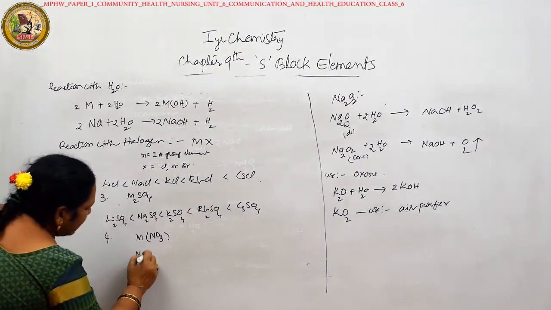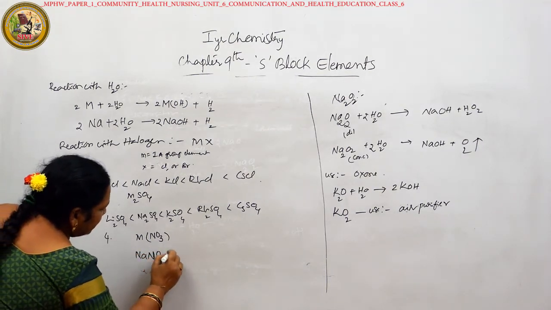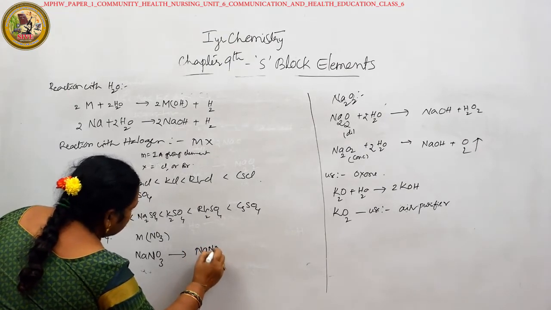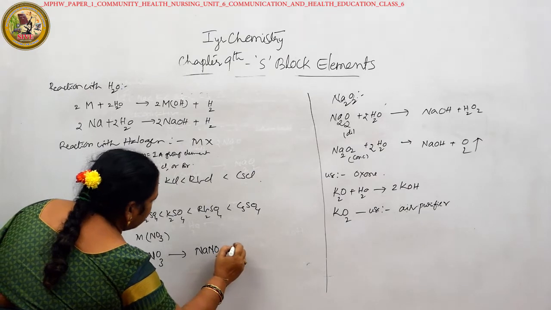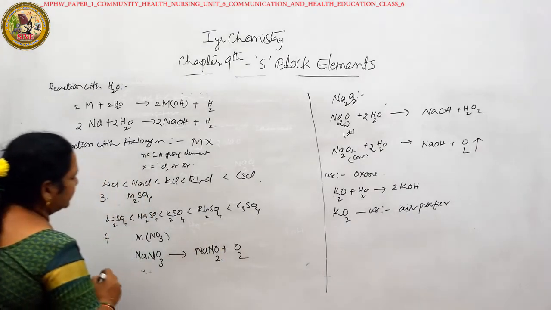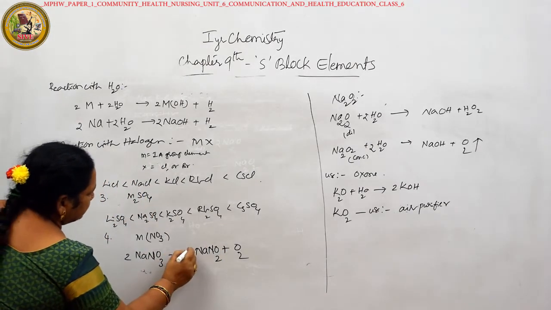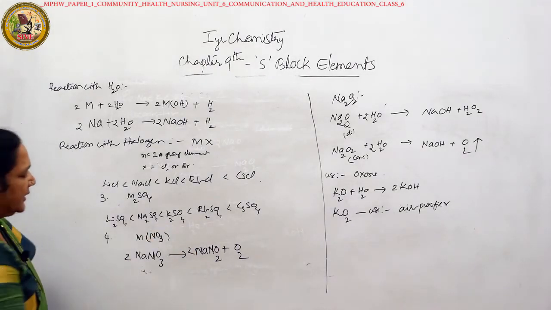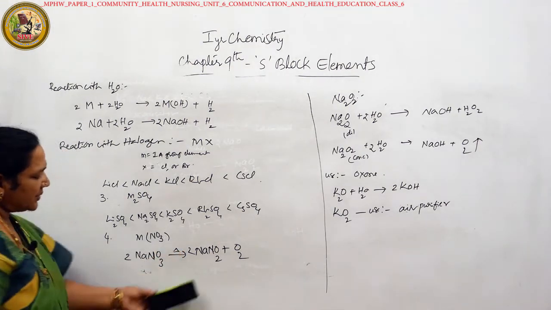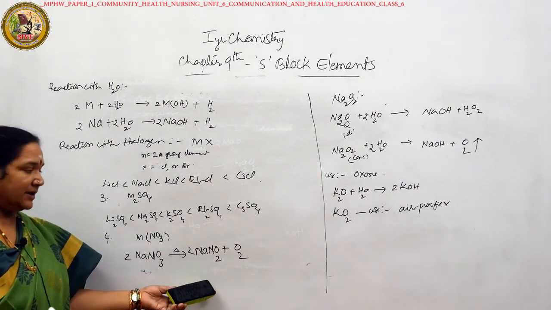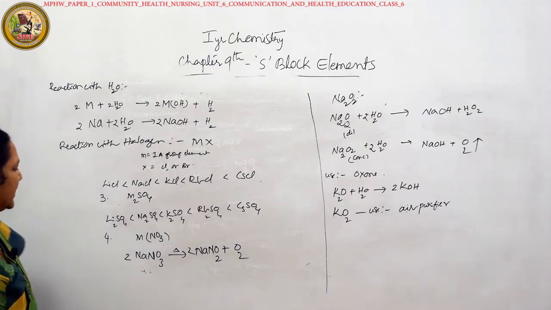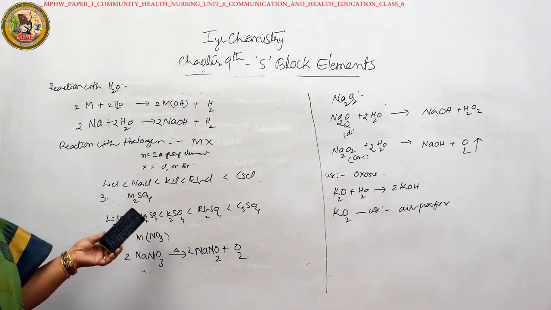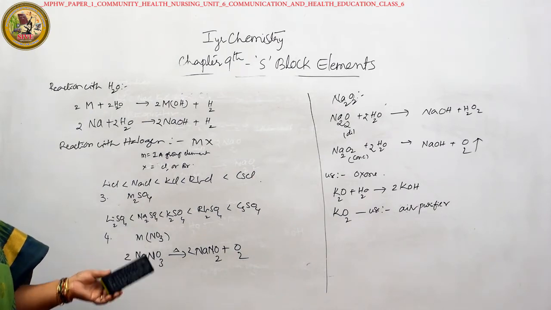When these nitrates are heated, they are converted to nitrites: NaNO3 gives NaNO2 and O2. Sodium nitrate on heating is converted to sodium nitrite and releases oxygen. These are all the chemical properties of first A group elements.